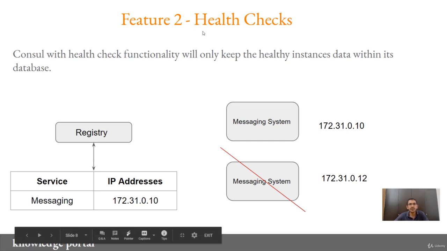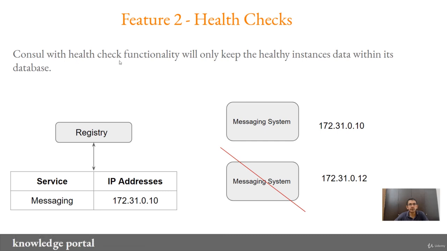The second feature here is health check. With the help of health check functionality, Consul will only keep the healthy instances' data within its database. Let's assume that there are two servers where the messaging system is implemented. First one is 172.31.0.10 and the second is 172.31.0.12. Due to some reason, the second server where the messaging system is deployed is not working.